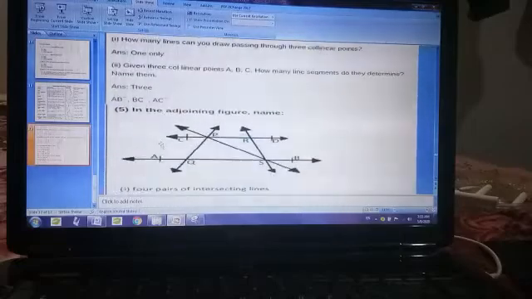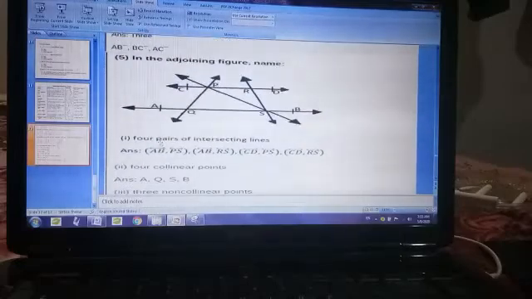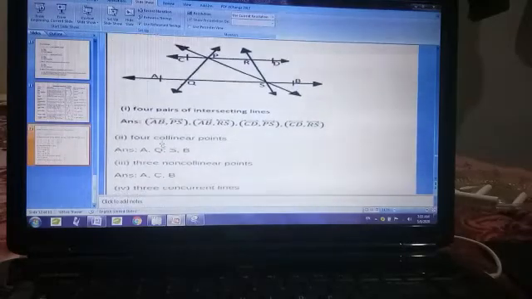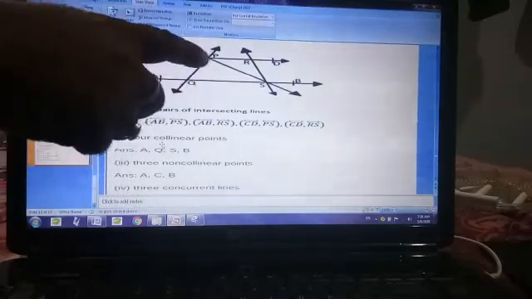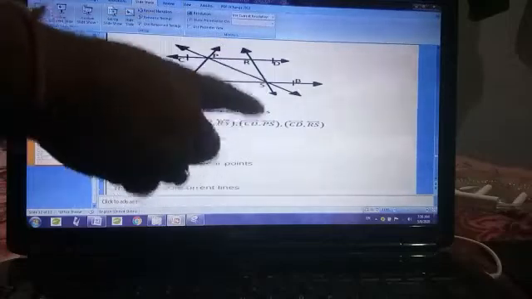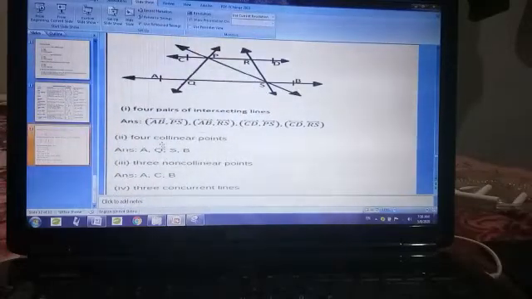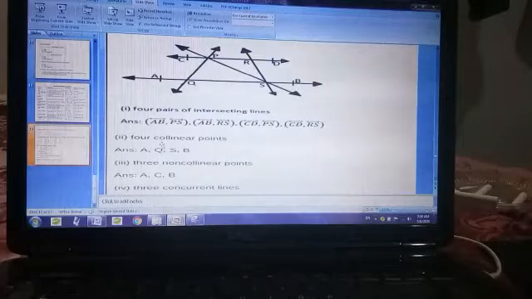We have a very simple exercise. Simple diagrams are given in question number 5. In the adjoining figure, name 4 pairs of intersecting lines. Intersecting lines means two lines which intersect. The answers are AB and PS, AB and RS, CD and PS, CD and RS. There are many, but the required number is 4, so we can write 4 pairs.